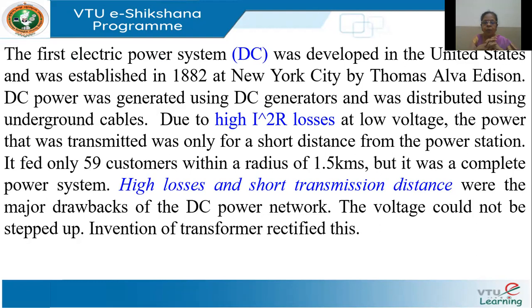They are all cables. So the power system incorporated by Edison was established in 1882 and it was running entirely on DC and was distributed using underground cables. Underground means below the ground. But this system had very high I squared R loss, that is the heat loss, conductor loss. And it ran at very low voltage. It was designed at a low voltage. And the power was transmitted only for a short distance, around 1.5 kilometers. And roughly around 59 customers were fed.